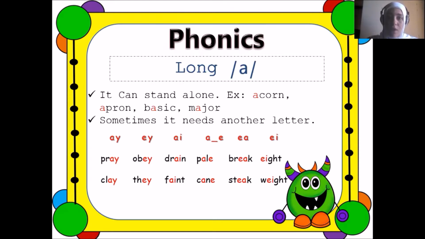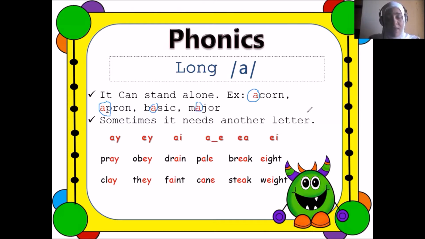You are going to be able to recognize the long A vowel sounds, and you will be able to read words with long vowel A sounds correctly. Let's see how we can use the long A. It can stand alone. Example: acorn, apron, basic, major. If you notice here, the colored letter A takes the long sound. Here it stands alone. It takes the long sound: A, basic, major, acre, apron.